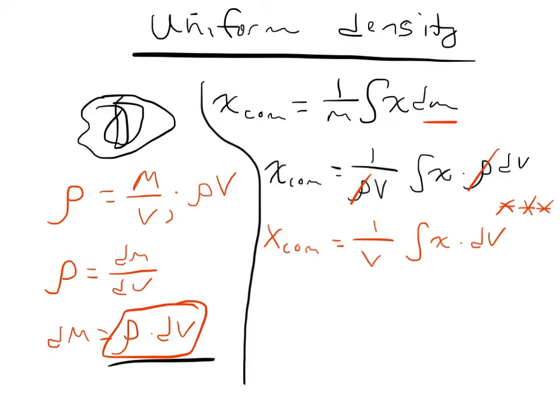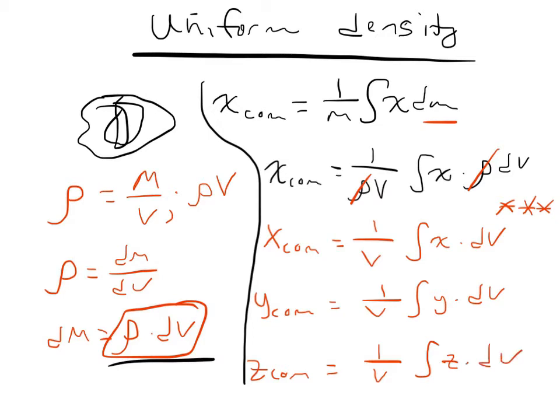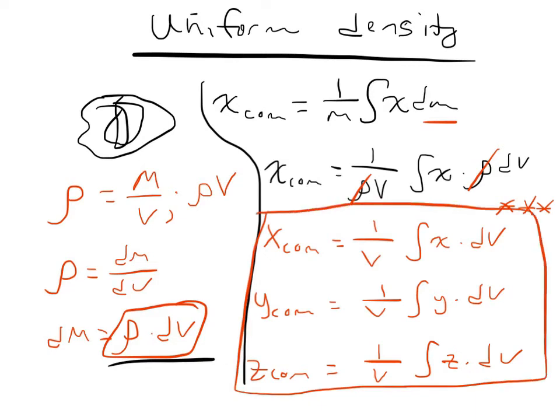But by the same sort of construction, we would get that the y center of mass is 1 over volume times the integral of y dv, and the z center of mass is 1 over volume times the integral of z dv. So these are a helpful way for us to think about uniform density in terms of how an object's volume is changing.